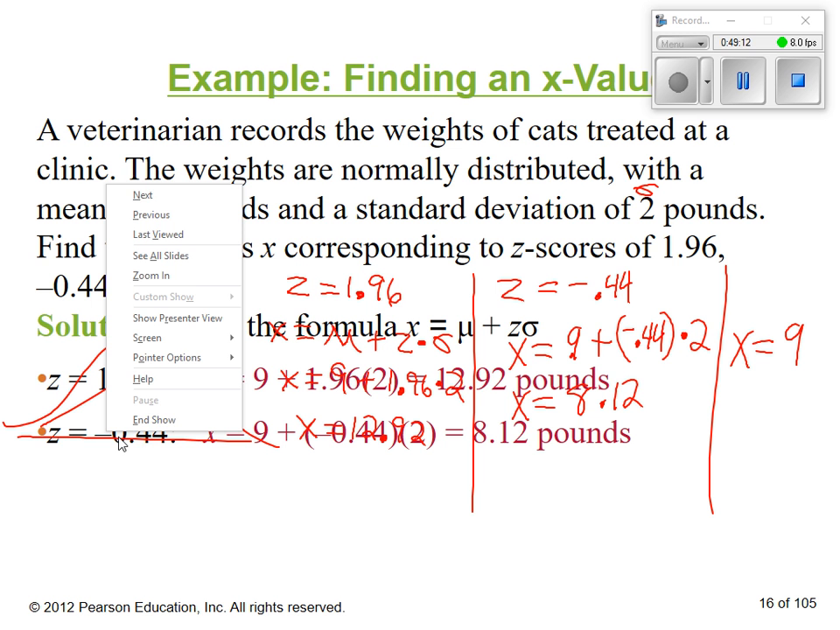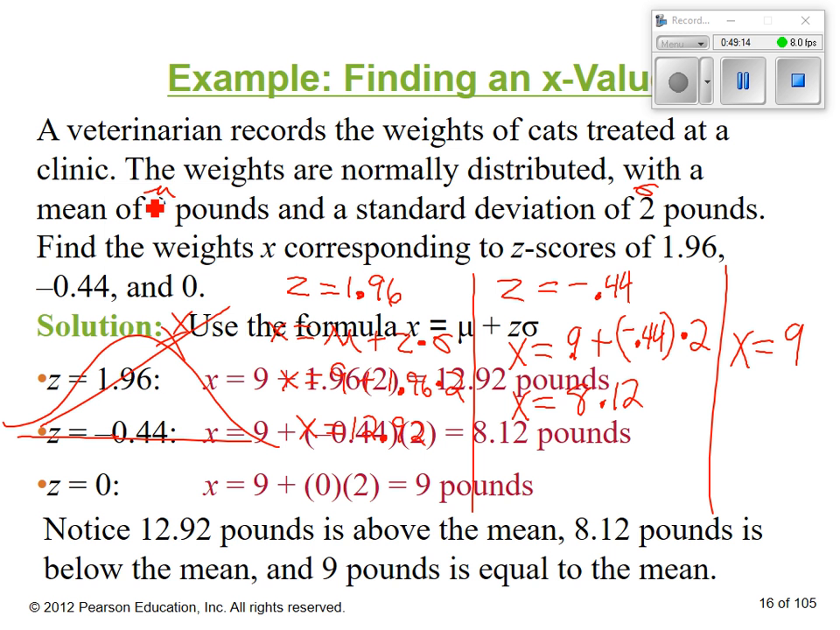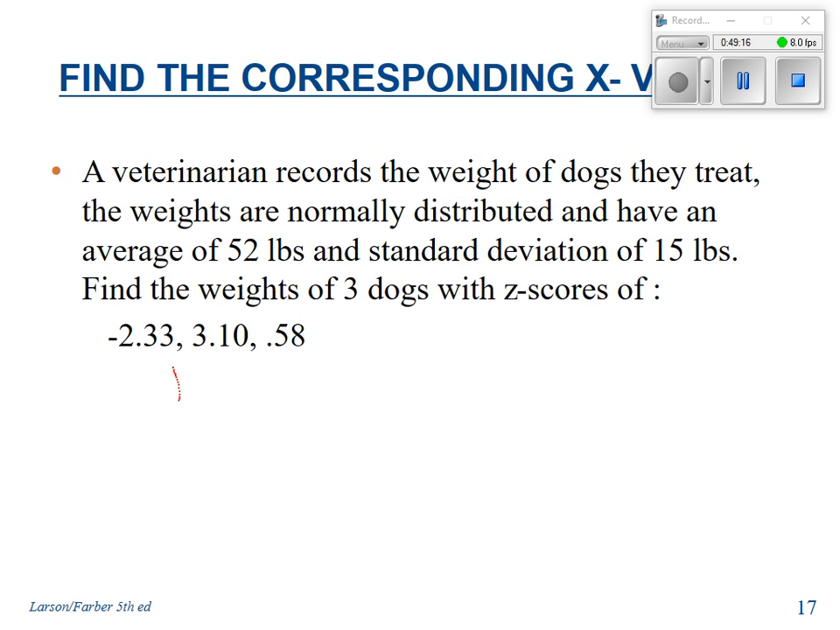So we got all that, 8.12. The last one was 9 pounds. Veterinarians record the weights of dogs they treat. The weights are normally distributed and have an average of 52 pounds and a standard deviation of 15 pounds. Find the weights and the Z-scores.